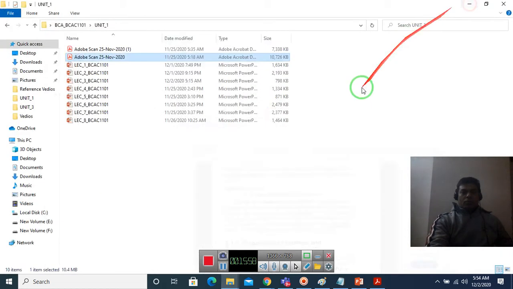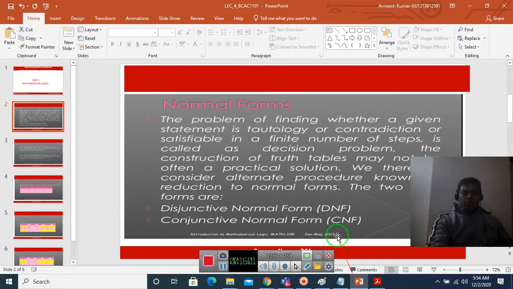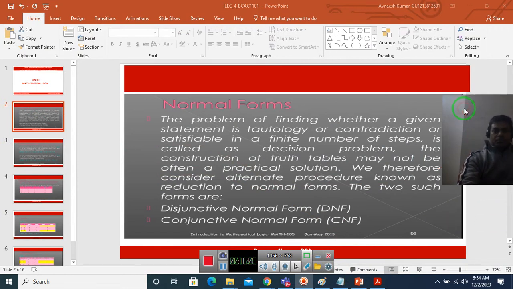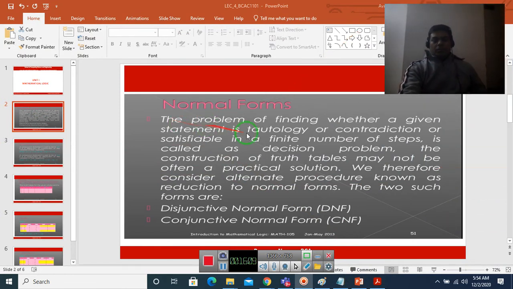Now we are moving to the normal forms. The problem of determining whether a given statement is a tautology, a contradiction or satisfiable in a finite number of steps is called the decision problem. The construction of a truth table may often not be a practical solution. Therefore, consider an alternate procedure known as the reduction to normal forms. Two such normal forms are the disjunctive normal form and the conjunctive normal form, DNF and CNF.